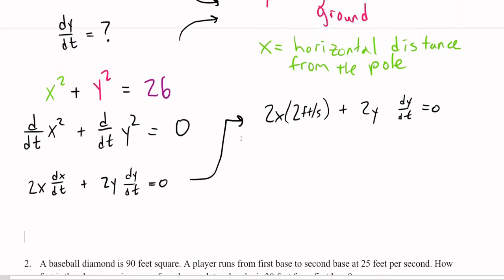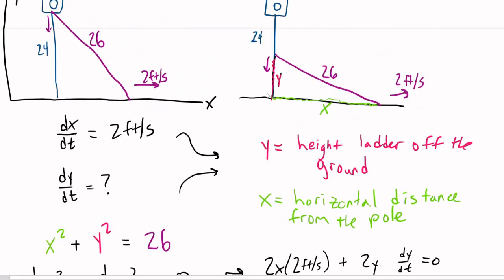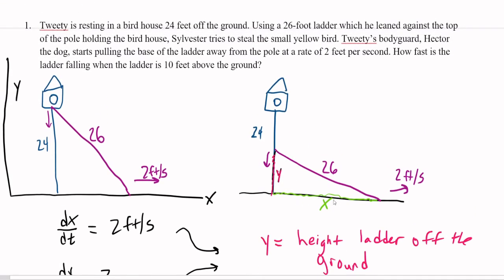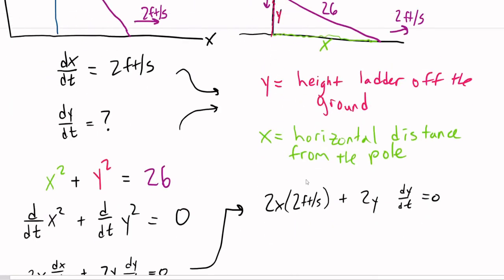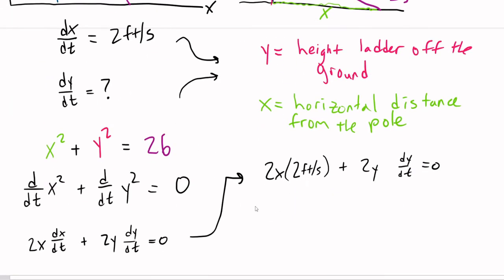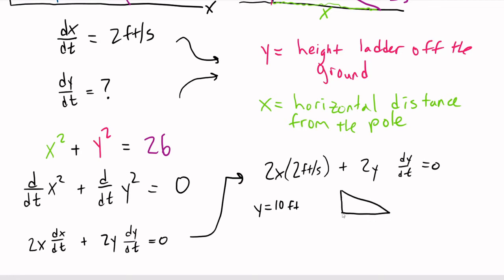Okay, now I got this x and y in here. What are those going to be? Well, we can think about that. We know what those should be, right? Because we know that y is 10 feet above the ground currently, and we can figure out what x is if that's true. So y in this exact scenario at this time is 10 feet. How are we going to find x? Well, just use the triangle. 10, 26, x squared is 26 squared minus 10 squared. X is the positive square root because we're dealing with distance.